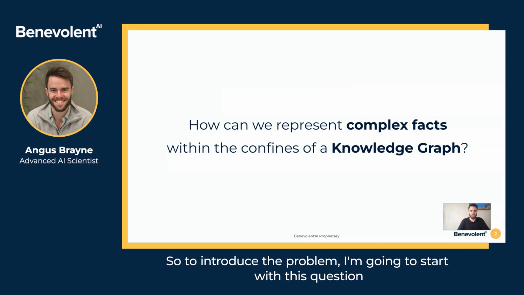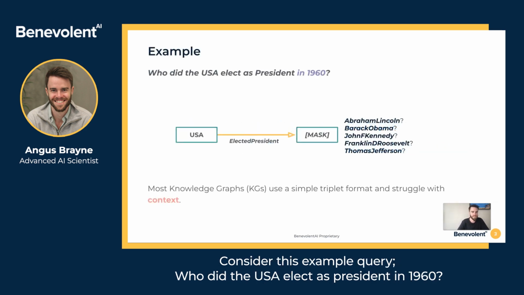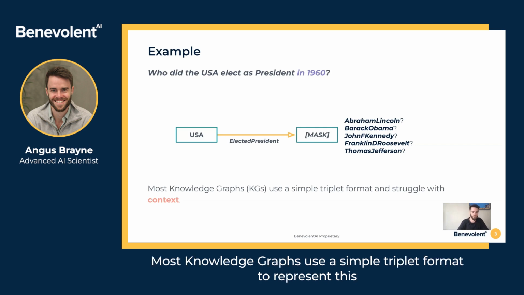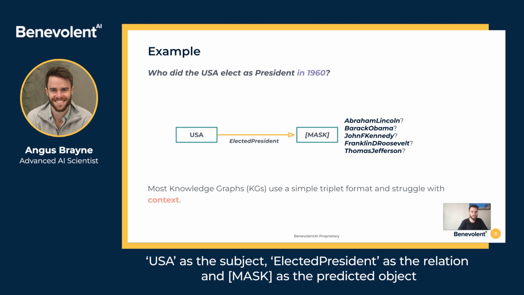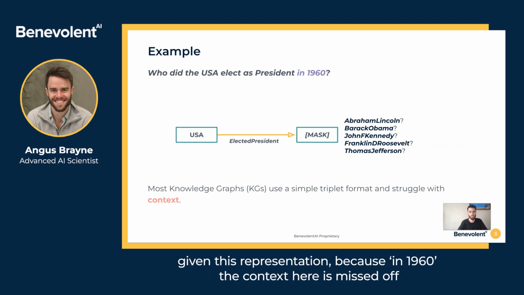So, to introduce the problem, I'm going to start with this question. How can we represent complex facts within the confines of a knowledge graph? Consider this example query. Who did the USA elect as president in 1960? Most knowledge graphs use a simple triplet format to represent this: USA as the subject, elected president as the relation, and mask as the predicted object. Some predictions might be Abraham Lincoln, Barack Obama, John F. Kennedy, etc., given this representation, because the context, in 1960, is missed off.